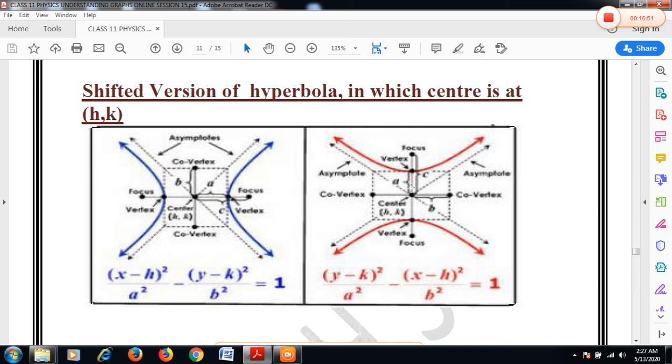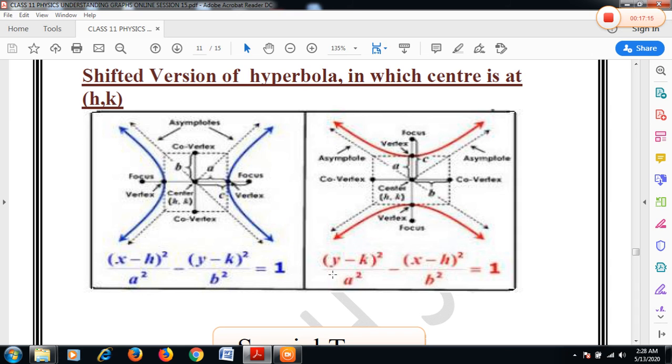where the center has been shifted from (0, 0) to the point (h, k), and here also we have two asymptotes, and these are the co-vertices, and we also have two vertices, and these points are the foci. Okay, and the equation you should remember is (y minus k) whole square by a square minus (x minus h) whole square by b square equals 1.